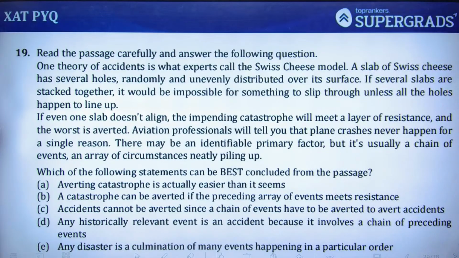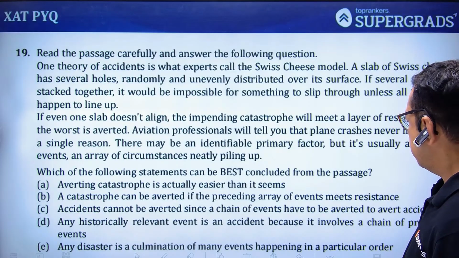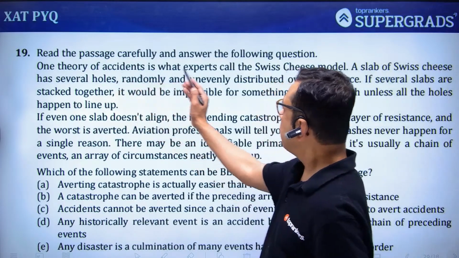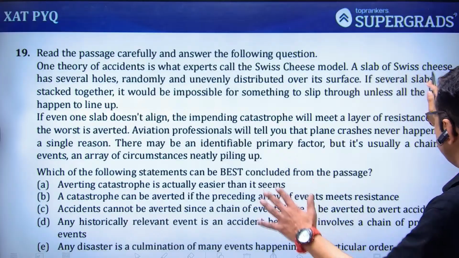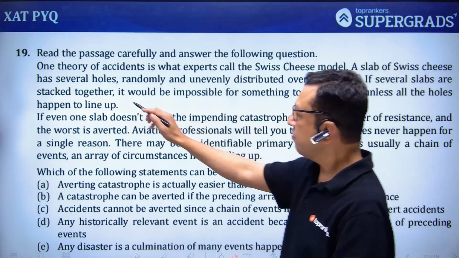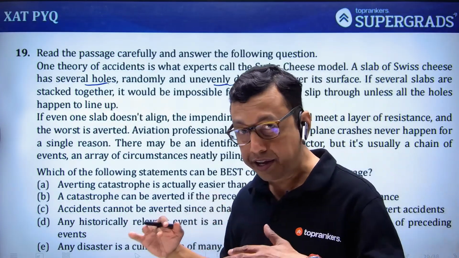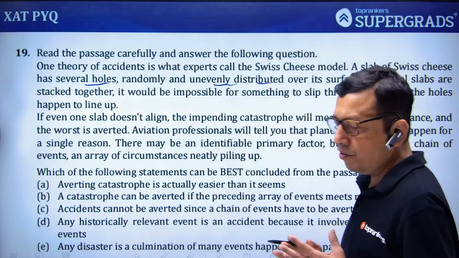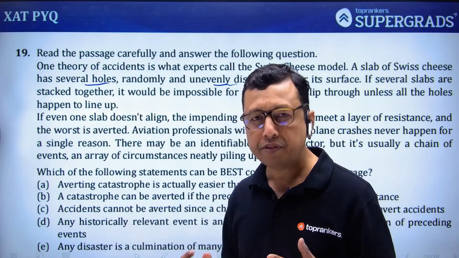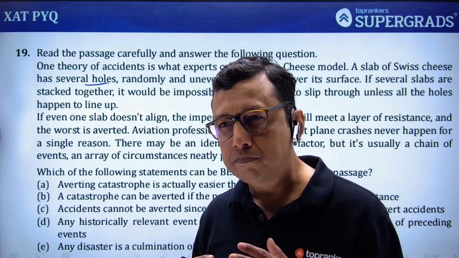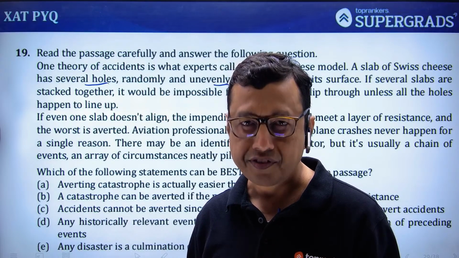Great. Okay. Let's see what the excerpt tells us and accordingly select the option. One theory of accidents is what experts call the Swiss cheese model. What is it? A slab of Swiss cheese has several holes, randomly and unevenly distributed. It's very, very important, right? That's the theory. So basically, this theory is a hypothesis that explains the probability of an accident taking place, right?